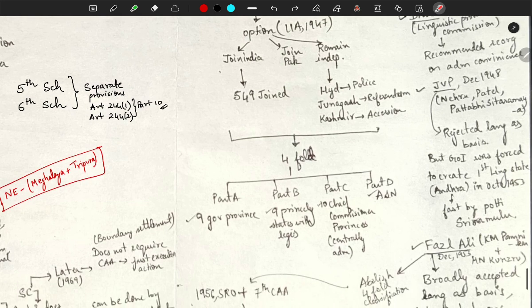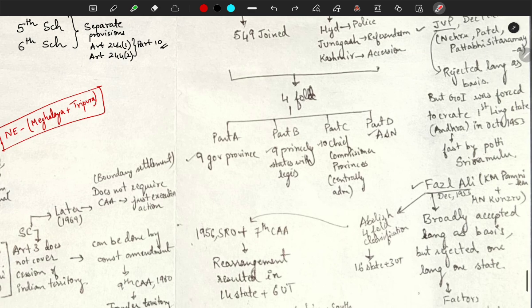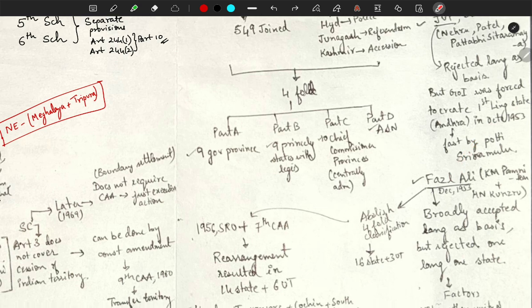But the Government of India was forced to create the first linguistic state, that is Andhra Pradesh, in October 1953, because the fast was conducted by Potti Sriramulu, and he passed away in that. So they were forced. Then came the Fazal Ali Commission, which included K.M. Panikkar and H.N. Kunzru. This was in December 1953. Two months after that, one more commission was there.